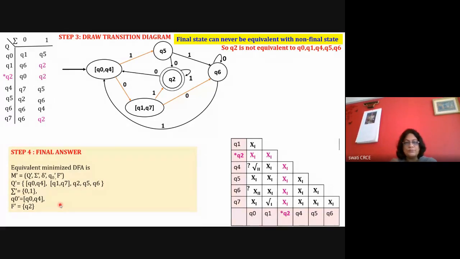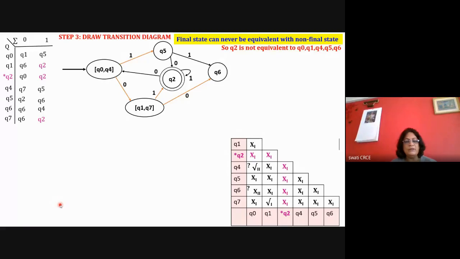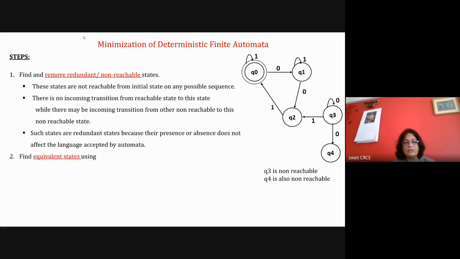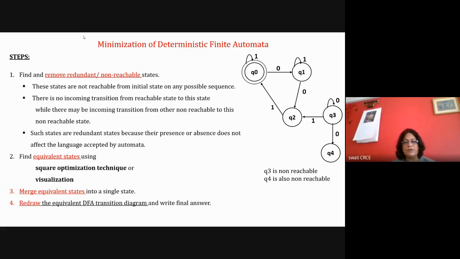So what we have done is that we have first removed the non-reachable states, then we have got equivalent states using the square optimization technique, and then we have merged the equivalent states, and then we have to draw the diagram and write down the final answer. That's what we have done.